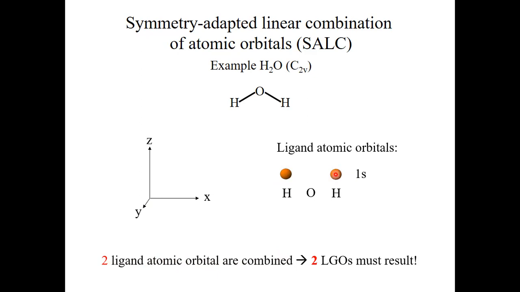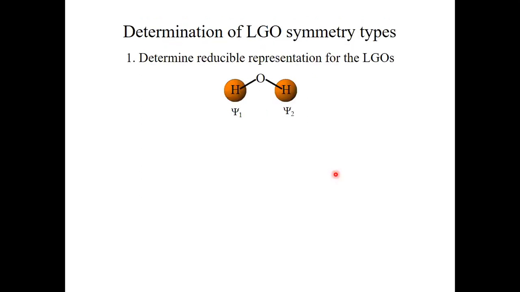So this is our first step, and the next step is now to determine what are the symmetry types of these 2 ligand group orbitals. In order to find that out, we first need to determine the reducible representation that is associated with these 2 ligand orbitals. And one can do this using what is called the orbital swapping method.